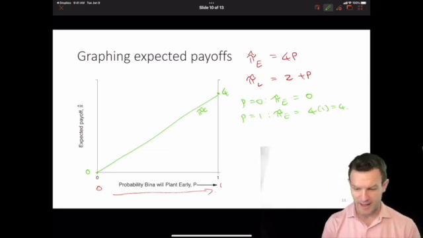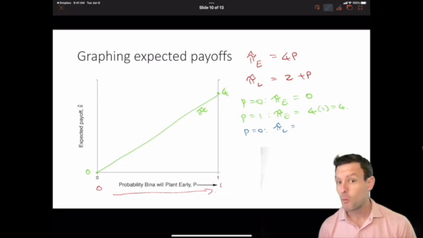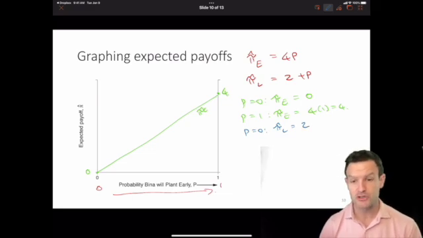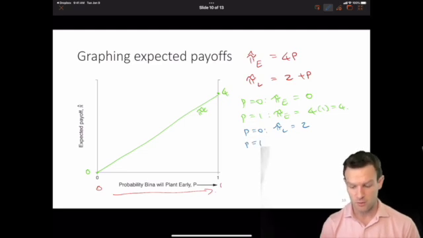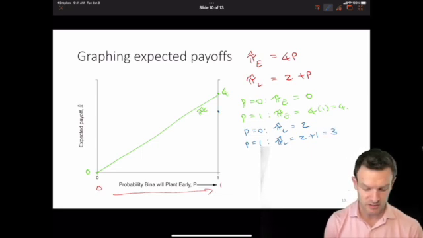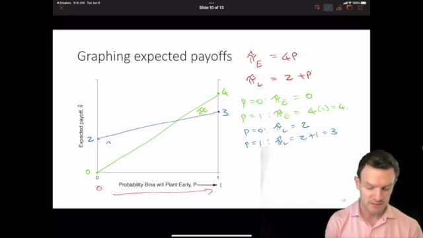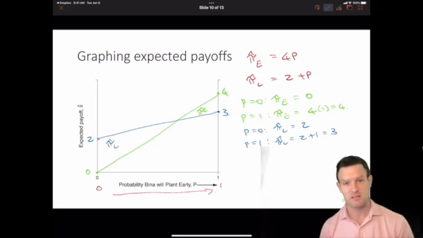Now the other one that we have is plant late. So when P equals 0 for plant late, what do we have? We have 2 plus P. When P is equal to 0, that's equal to 2. 2 plus 0 is 2. Then when P equals 1, what do we have? Pi hat L equals 2 plus 1, that's equal to 3. So we can see here that we've got a line going from 2 to 3. And that would be the expected payoff to playing late.